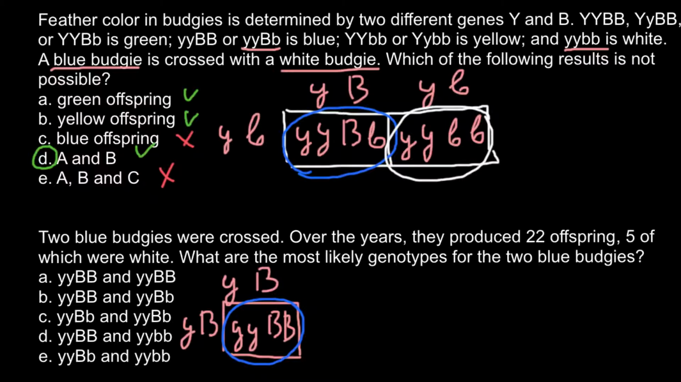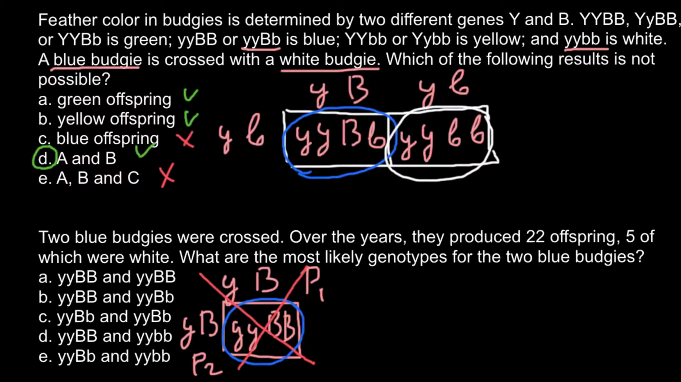And we are told that when we cross two birds, over the years they produce 22 offspring, 5 of which were white. So if parent 1 were of this genotype and parent 2 also belonged to this genotype, we can say they wouldn't be able to produce offspring with white feathers. So we can cross out this possibility when parent 1 and 2 belong to the same genotype, this first genotype.